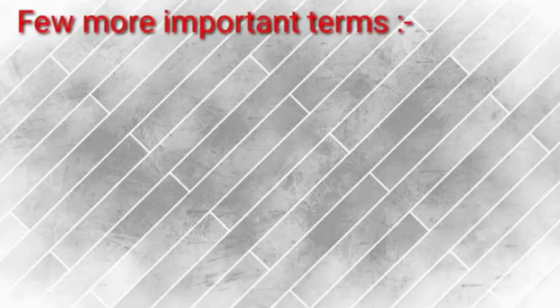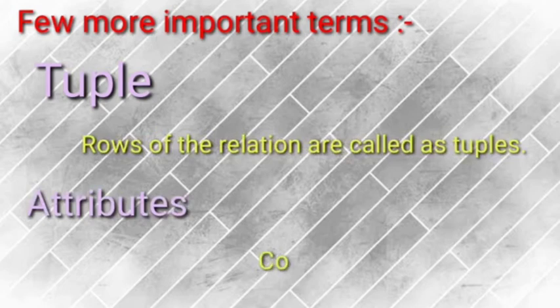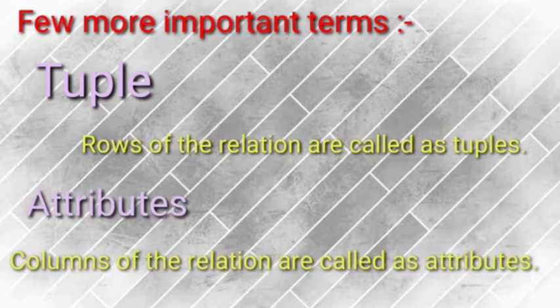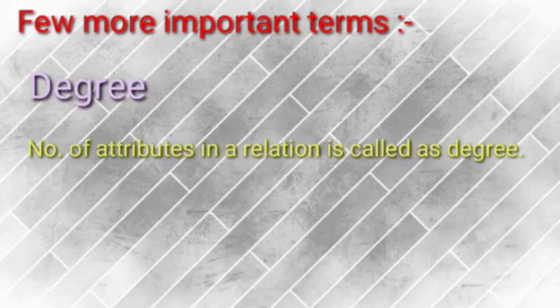Now a few more important points we need to know. Tuple: the rows of the table or the rows of the relation are generally referred to as tuples in MySQL. Attributes: the columns of the table are referred to as attributes. Now how do you determine the degree of the relation? The degree of any particular table or relation can be easily recognized by counting the number of attributes in the table. What is the number of attributes? The number of attributes is the number of columns in the table. So for example, if a particular table has 5 columns, the degree of the table will be 5.